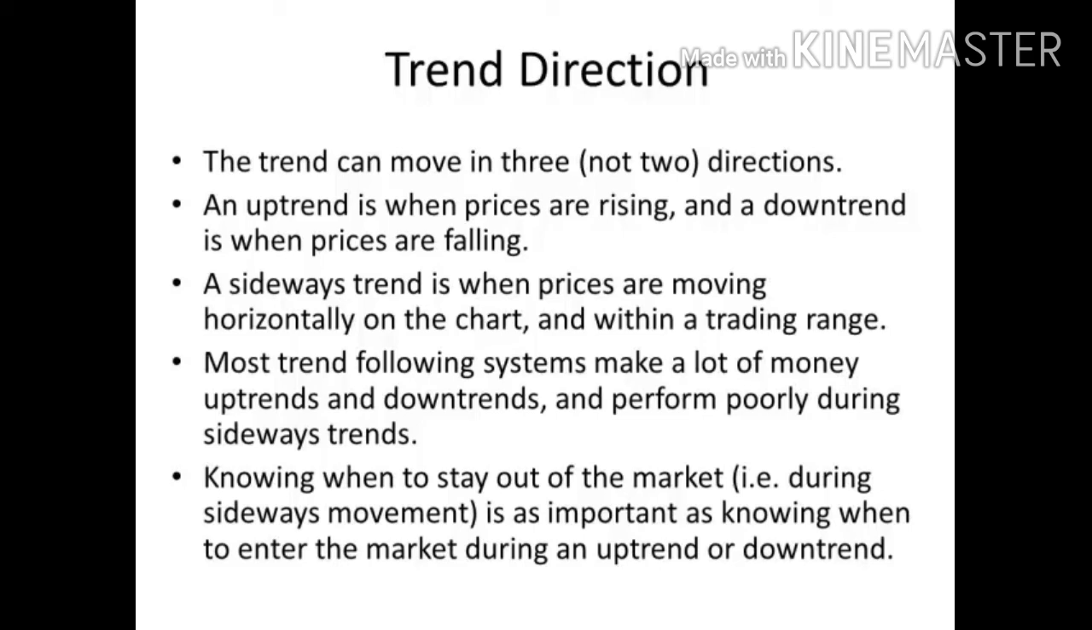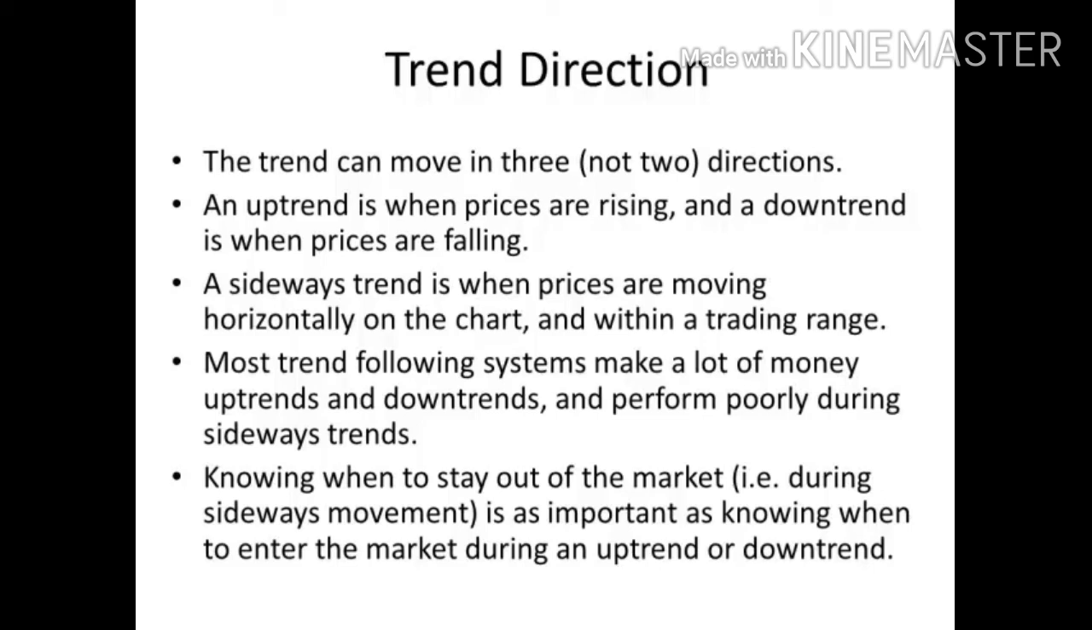So far, we have been talking about two different directions that a trend can be. A trend can be upwards, an uptrend. A trend can be downwards, a downtrend. And as we defined earlier, an uptrend occurs when prices are rising, and a downtrend occurs when prices are falling. There is, however, a third important direction. So trends can move in three directions, not two. The third important direction is what is known as a sideways trend.